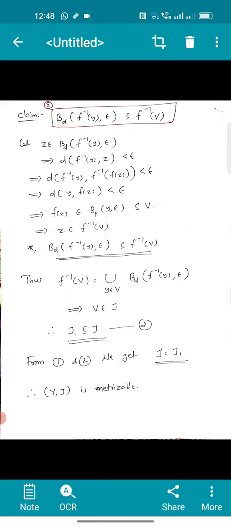So we can write f⁻¹(V) as a union of such open balls B_d(f⁻¹(y), ε), where y is an element of V. This implies V is in τ, or τ1 is a subset or equal to τ. That is the second result. From 1 and 2, we conclude that τ equals τ1. Or we get the final result, that is why τ is metrizable.